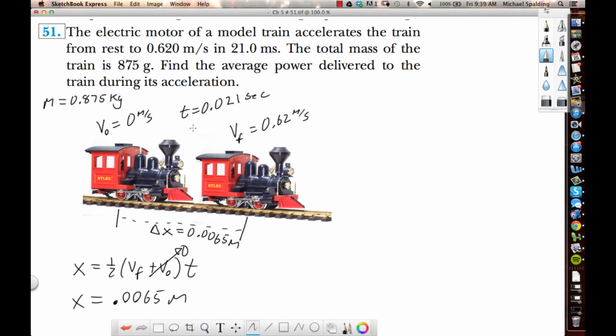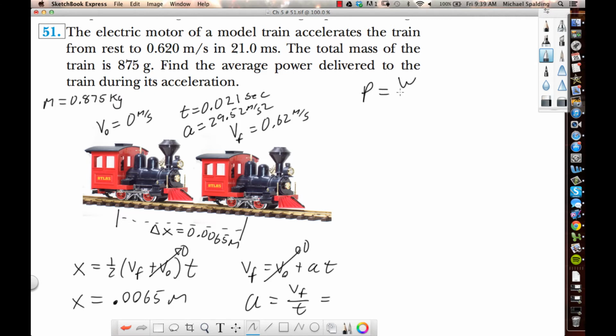The other thing we're going to need is the acceleration of the train. So we can do a kinematic: V final equals V initial plus a t. V initial is 0, so a is V final over t. Just divide 0.62 by 0.021, and we get an acceleration of 29.52 meter per second squared.